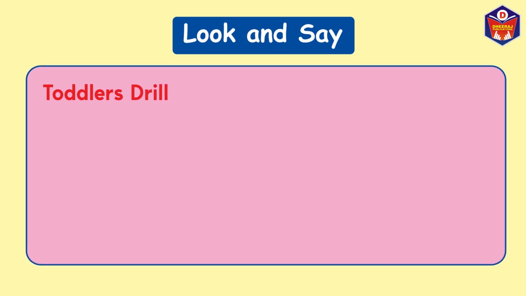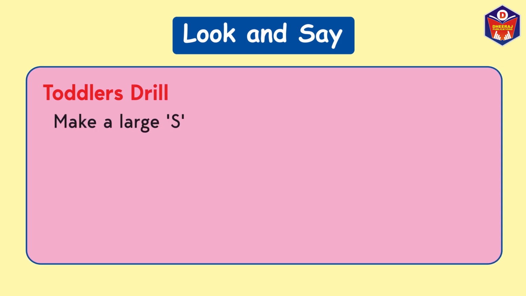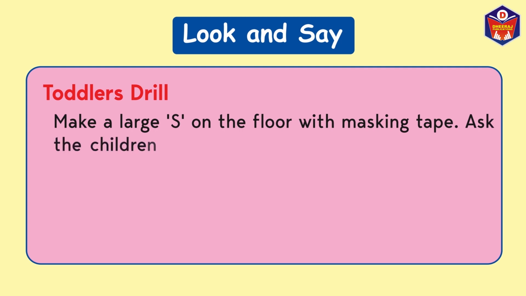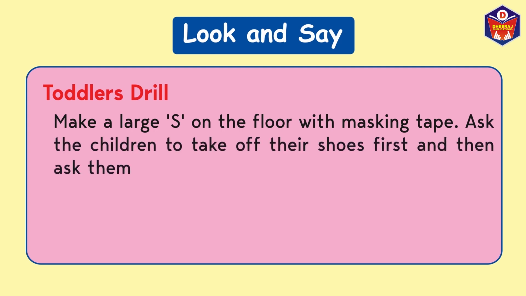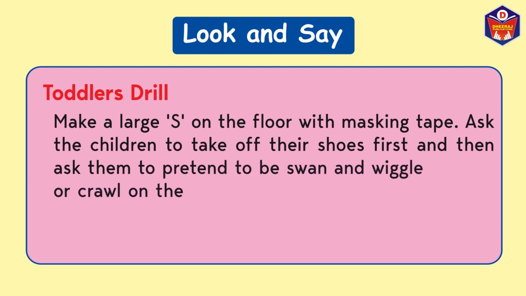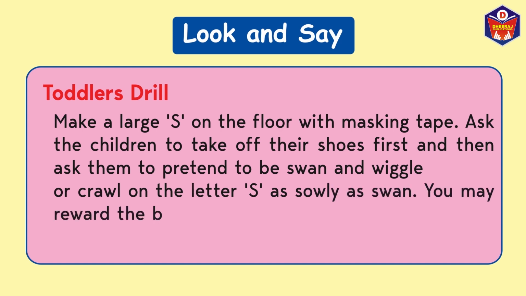Toddler's Drill. Make a large S on the floor with masking tape. Ask the children to take off their shoes first and then ask them to pretend to be swan and wriggle or crawl on the letter S as simply as a swan. You may reward the best performer with sweets.